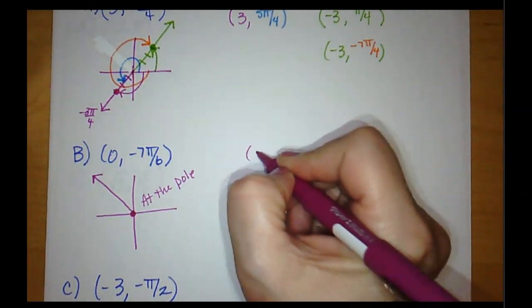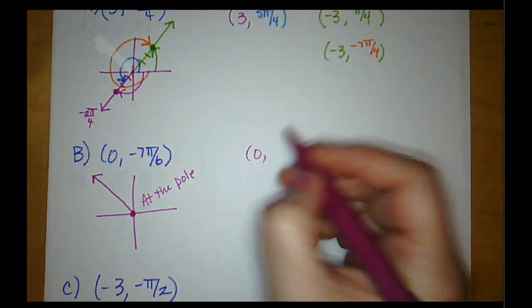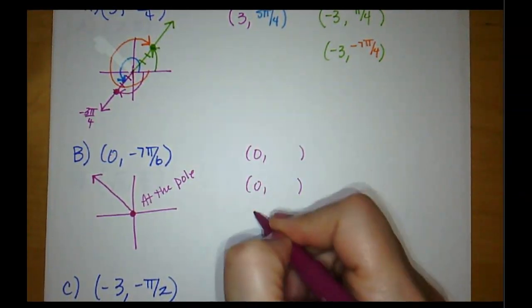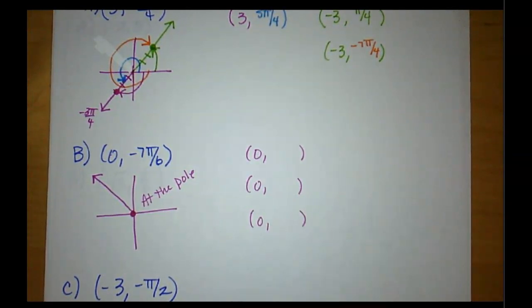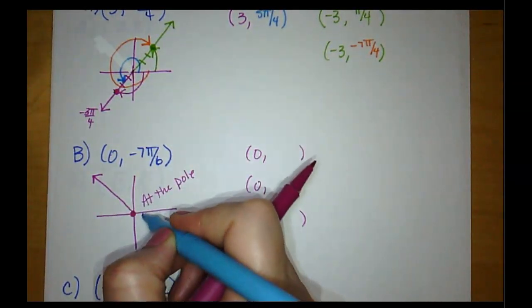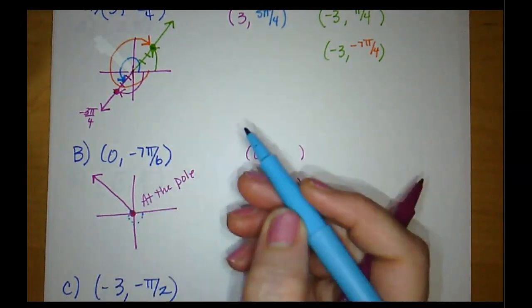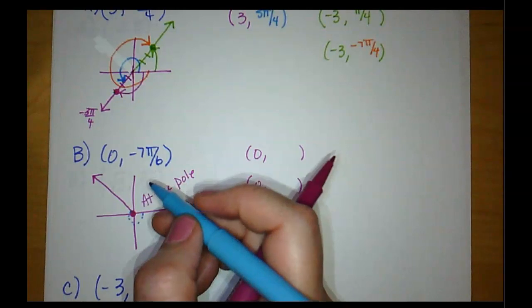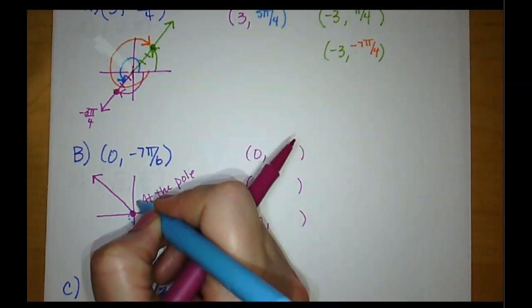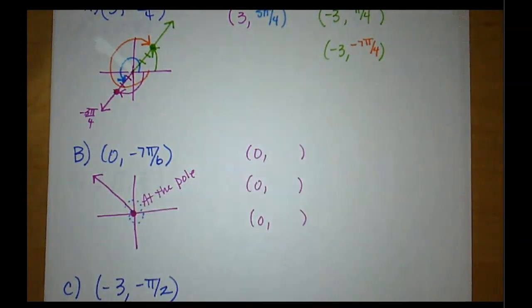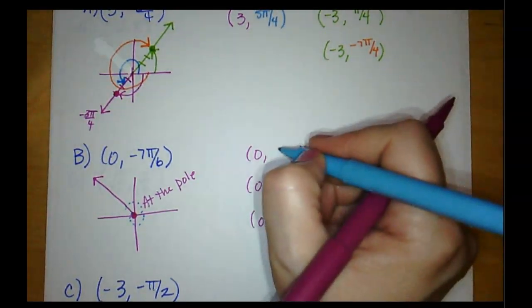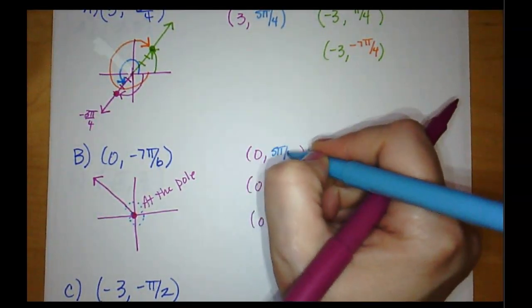So I'm going to have 0, 0, and 0. So all I have to do now is figure out what my angles are going to be. And so you have to still think direction even though you're not moving off of the pole. So remember, this one went in the negative direction. So now we need to go in the positive direction. So what would the positive angle be if I go positive to there? That would be 5 pi over 6.